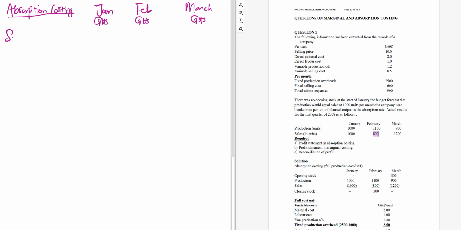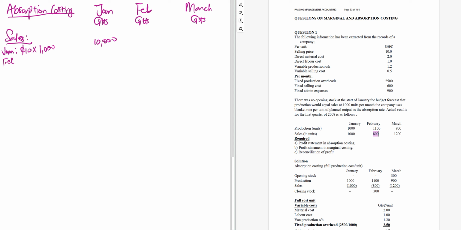So I'll start with my sales. I believe sales units were different. So sales, I will take January. January sales would be my selling price, which was 10 cedis, and then I multiply this 10 cedis by the number of units, which was 1000, and that gives me 10,000 for January.